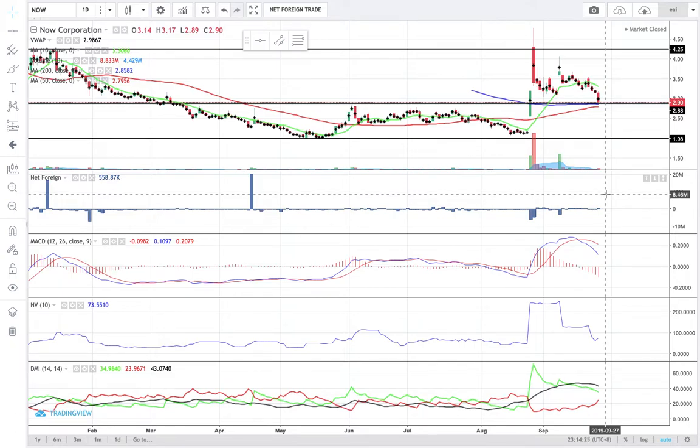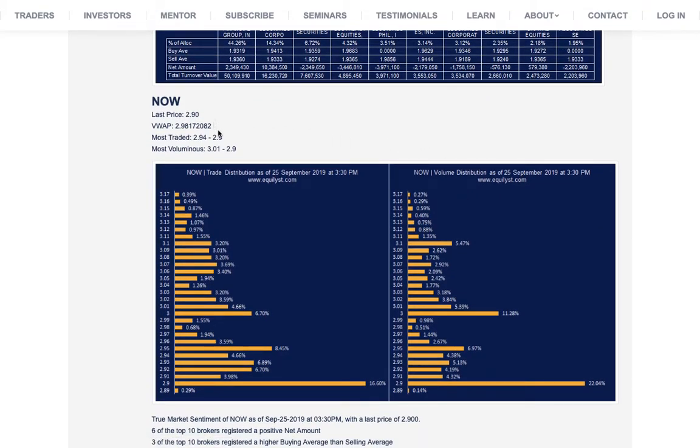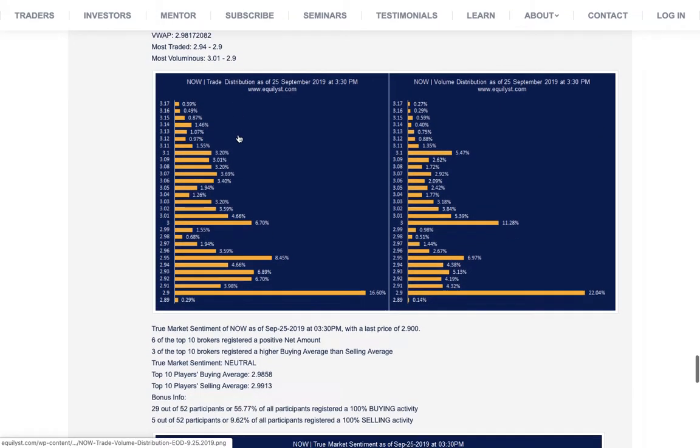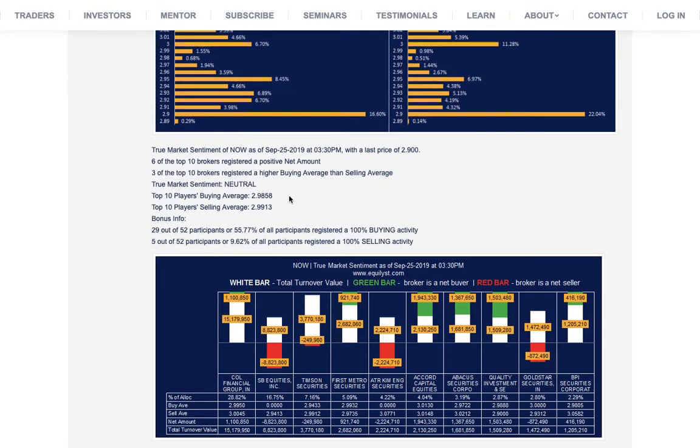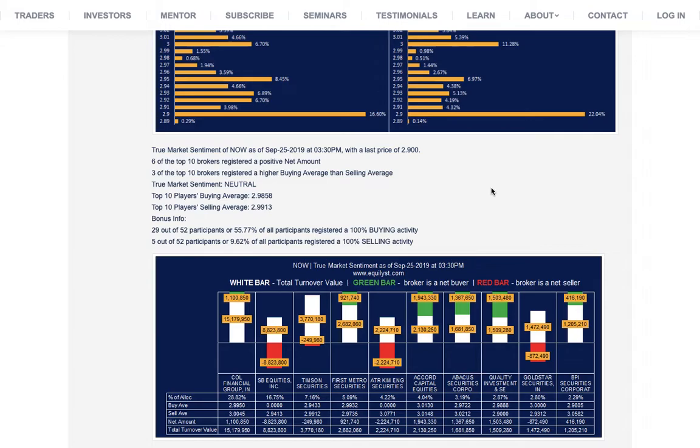Risk level is high. And foreign investors registered net foreign buying worth 560,000 pesos. Thousands only, not millions. The last price is lower than the VWAP. It's a bearish momentum power indicator. It's a neutral true market sentiment. It's still more likely for Now Corporation to break below 2.88. So avoid Now Corporation for now. No top up, no buy signals also. That's my technical analysis for these 10 stocks that I have mentioned.